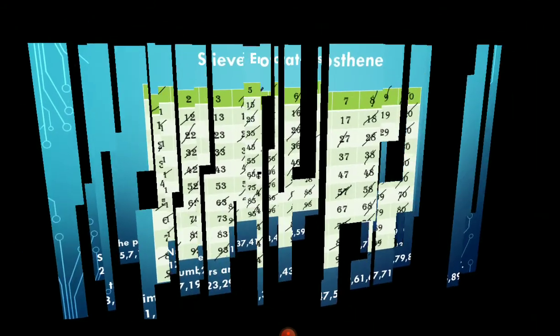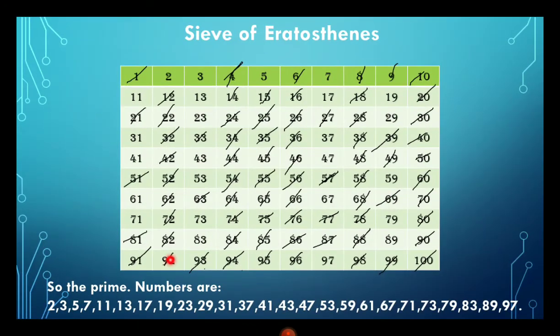Remember the list of prime numbers I have given you in the slide of Sieve of Eratosthenes. So these are the prime numbers, as you can see. Now let me give you some examples from here.